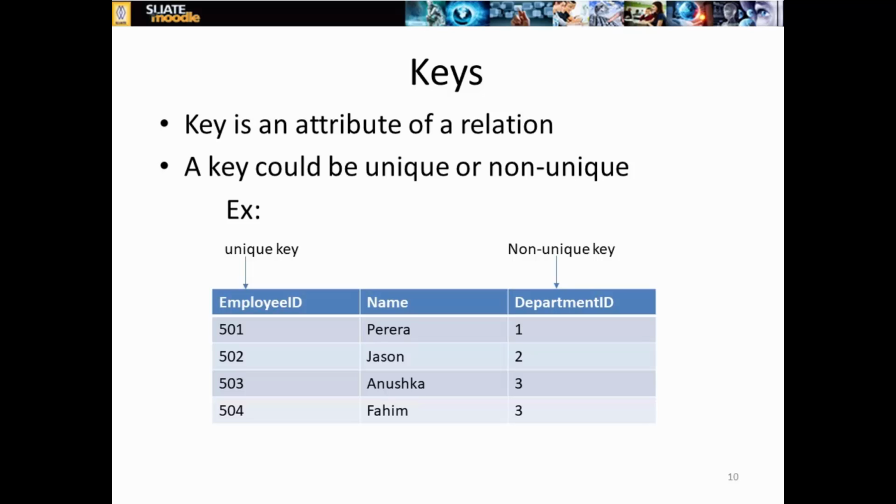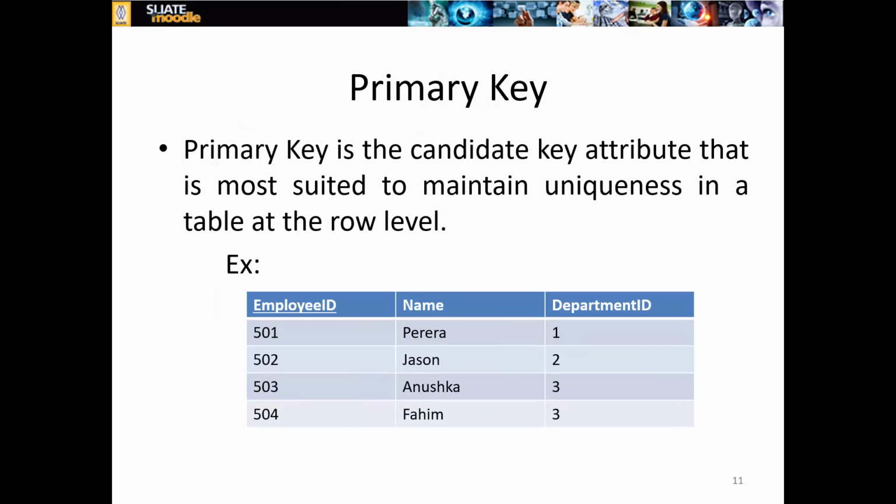There are different types of keys which will be explained in coming lessons. In this lesson, we are going to talk about 2 important keys named primary key and foreign key. What is a primary key? Primary key is the candidate key attribute that is most suited to maintain the uniqueness in a table at the row level. This means if we know the value of the primary key, we can easily find a specific single row within the table.